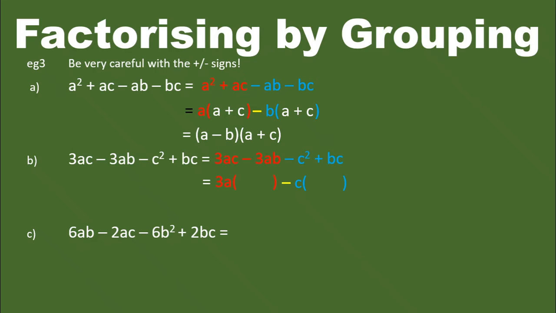First, let's factorize the red team. So 3AC divided by 3A will leave me with positive C inside the bracket, and negative 3AB divided by positive 3A will give us a negative term inside the bracket. That would be negative B. So C minus B in the red bracket. In the blue bracket, if I divide negative C squared by negative C, a negative divided by a negative will give us positive, it'll be positive C. And positive BC divided by negative C, a positive divided by a negative, will give us negative B inside the brackets. We've got the brackets that match.